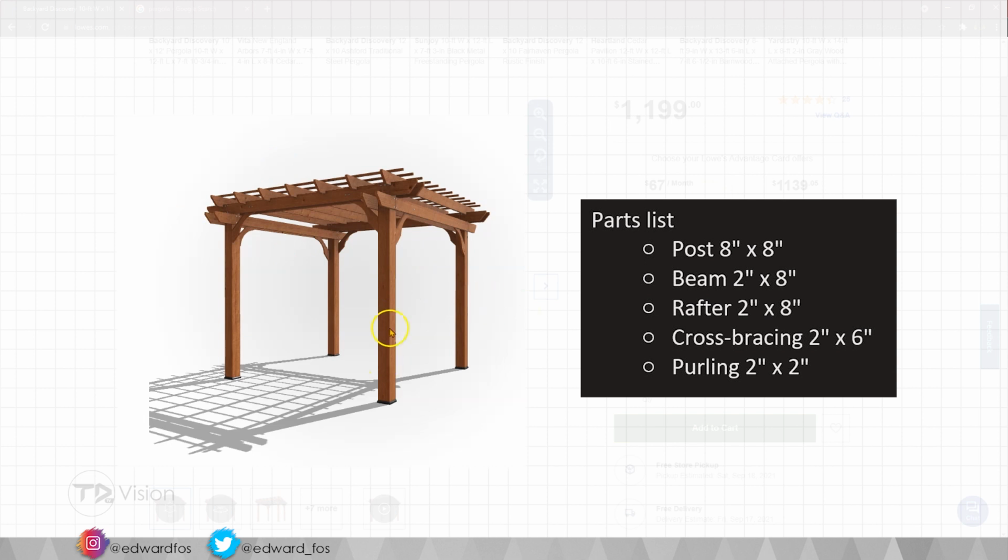So I have posts, and these are going to be 8 by 8 inches. The beams and the rafters will all be the same size, which would be 2 by 8, and then we have these bracings, these diagonal pieces, which would be 2 by 6s, and then we have the top pieces here, which are purlins, which would be 2 by 2 inches.